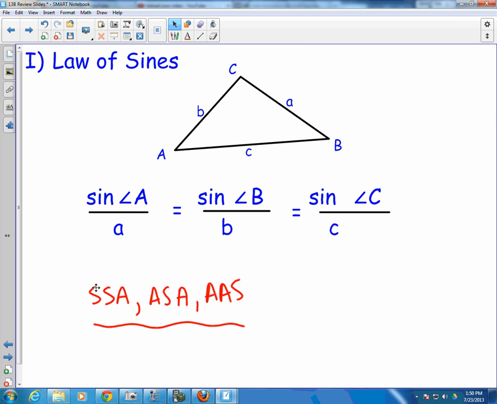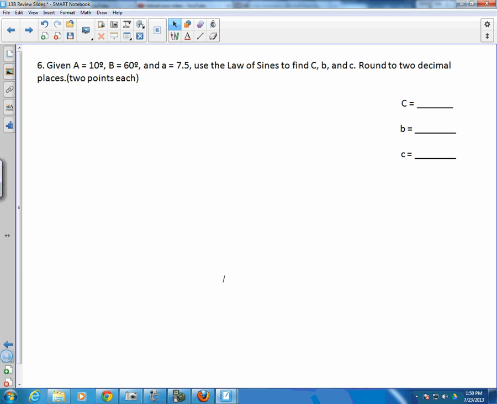What you need for the law of sines to be successful is an angle and its opposite side. You need one ratio, one of these three ratios that you see here. So let's look at an example.